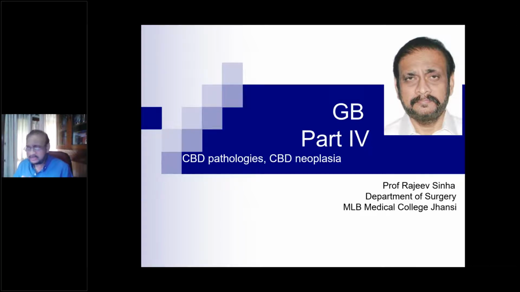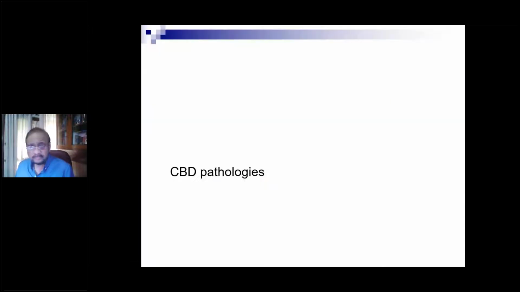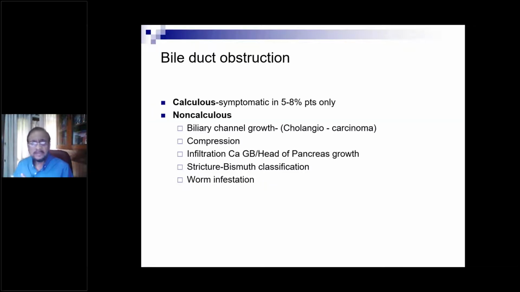So we'll be starting with the CBD pathologies today, where we had finished last afternoon. And we're talking about the bile duct obstruction to start with. If you look at the cause of bile duct obstruction, calculi obstruction is perhaps one of the more common causes. But with the gallbladder calculi, they are symptomatic only in 5 to 8% of patients, right? The rest, 90 to 95% of patients would be there without any symptoms.